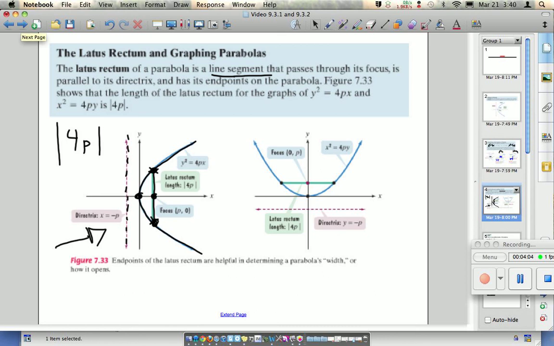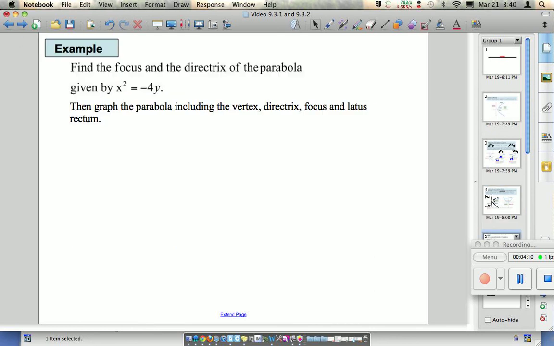That's going to be important with our next problem. We'll do one example, and then you will try some on your own. Find the focus and the directrix of the parabola given by x squared equals negative 4y.